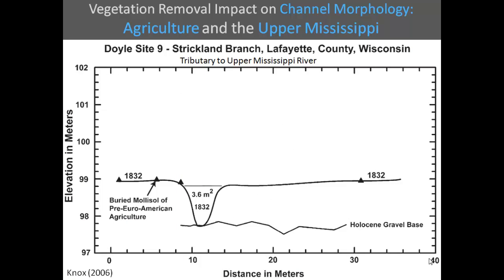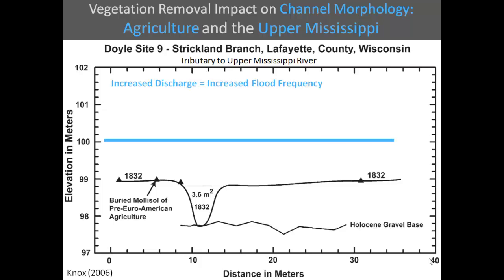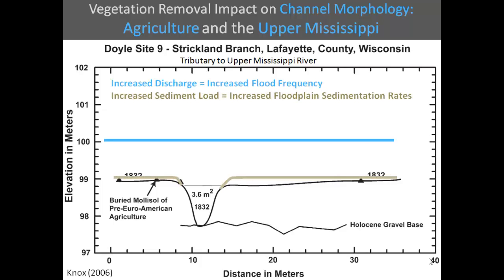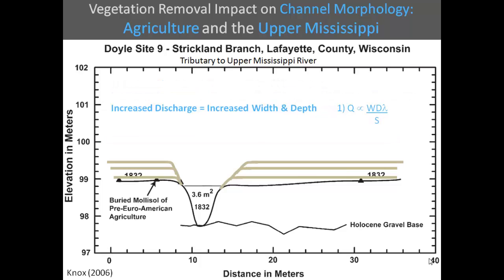This is the cross-section of a tributary in a similar catchment. The removal of vegetation increased the surface runoff and soil erosion, and in turn increased stream discharge and sediment supply. Higher stream flows and sediment concentrations meant more floods and more floodplain sedimentation. Bank heights increased and channels got a little wider as the erosive power of stream flows increased.